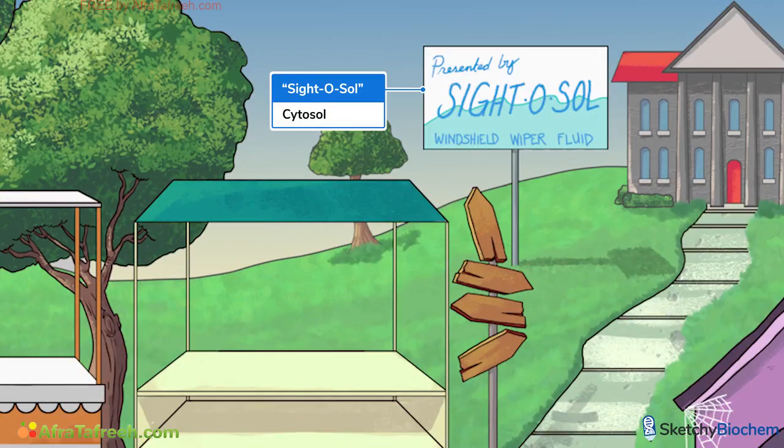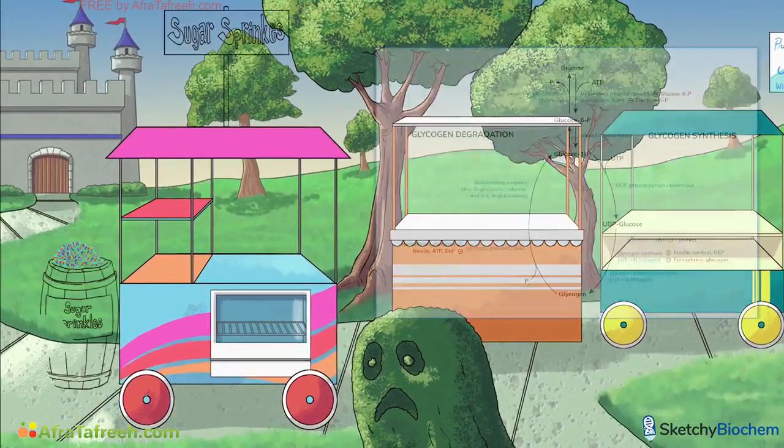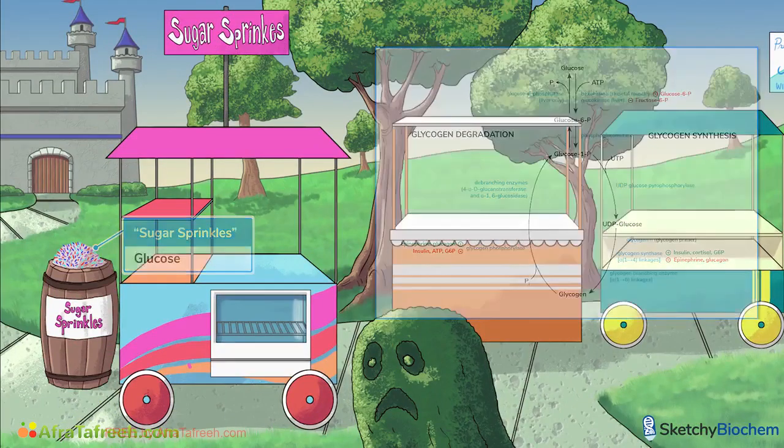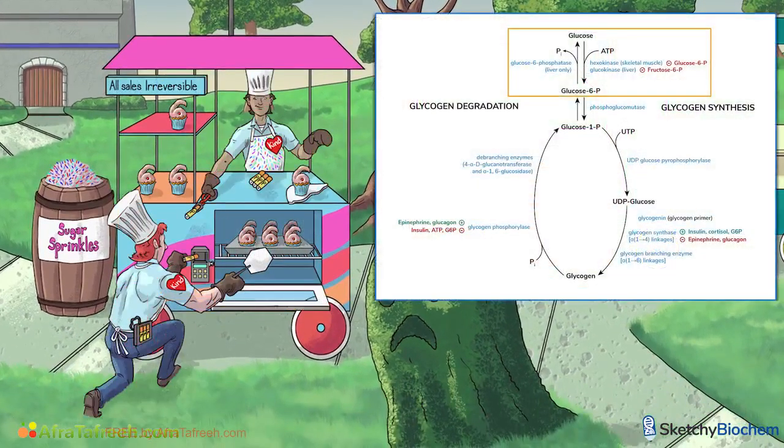Okay, now that you know some general features, how do we make glycogen? Well, as you probably already know, we'll start with glucose, illustrated by the sugar sprinkles. Depending on where this glycogenesis is going down, either hexokinase or glucokinase uses ATP to trap glucose inside cells by making glucose 6-phosphate, or G6P.